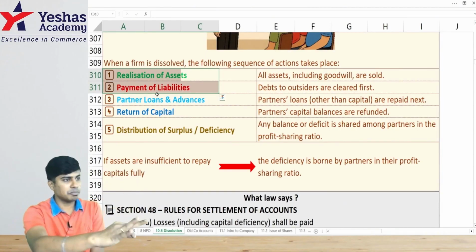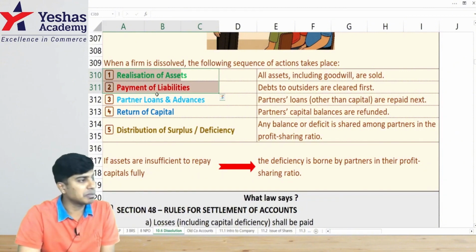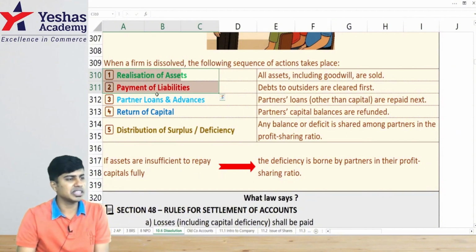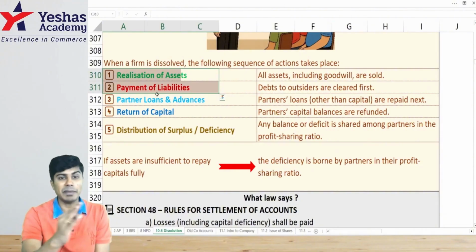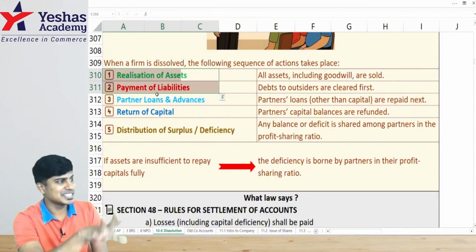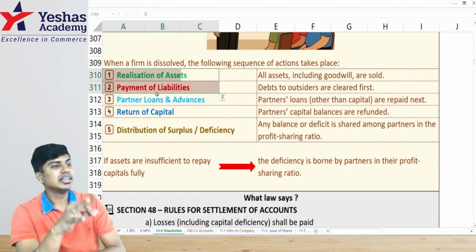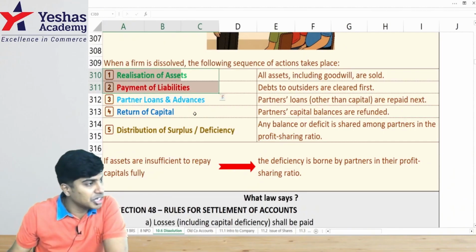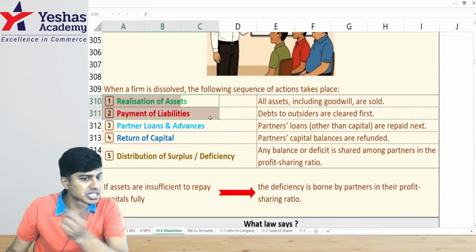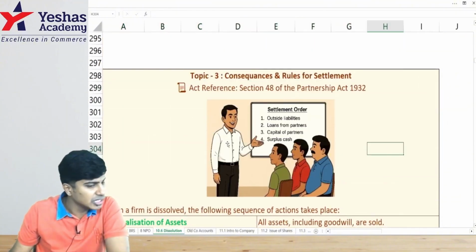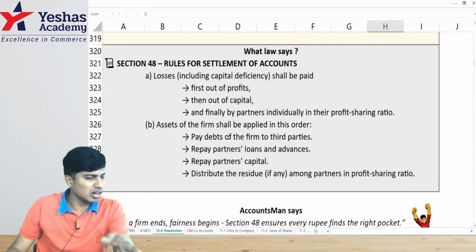Any realization profit or realization loss, surplus or deficiency, by default should be shared between the partners in profit sharing ratio. There are exceptions. Insolvency, we'll discuss that separately. By default, any surplus or any deficiency should be shared between partners in what ratio? Profit sharing ratio. This is given under section 48 of the Partnership Act 1932. And I've given you the entire loss also.